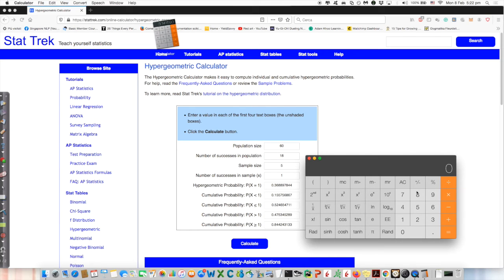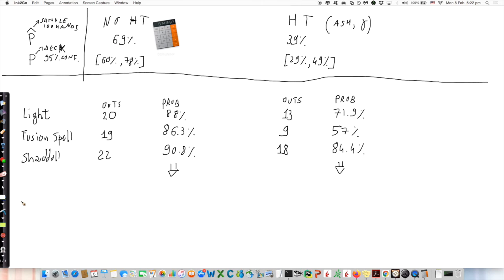So let's do the calculation now. We have 88% times 86.3 times 90.8, and we have 69 basically, okay? So we can write it here, 69%. Surprise, same number. Is it a coincidence? Probably yes, but quite interesting.